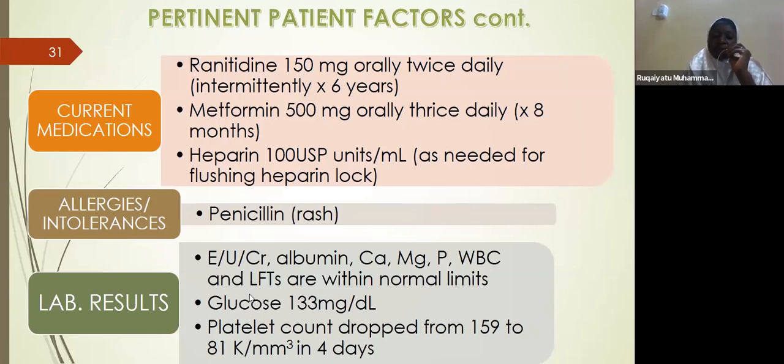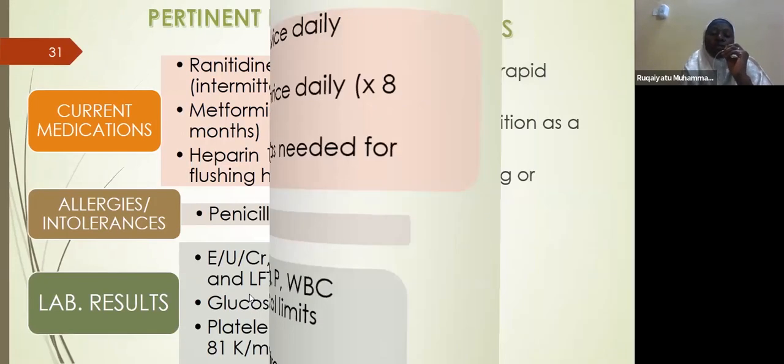For the lab results, the electrolytes, the urea, and the creatinine were within normal, as were albumin, calcium, other ions, white blood count, and liver functions. Her glucose was slightly high, of course, she's diabetic. But the platelet count is where our concern is. It dropped from 159 to 81,000 per cubic millimeter within 4 days. That's an acute and rapid drop in her platelet count.